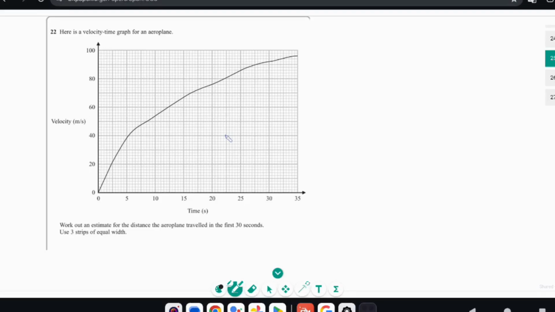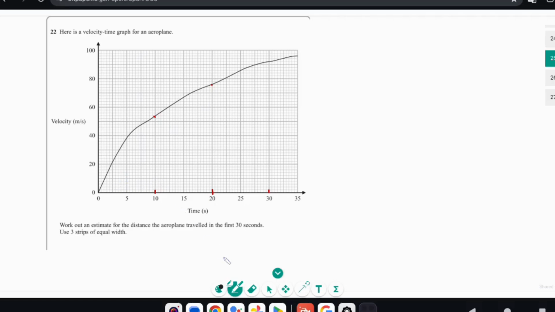Question 22. Here is a velocity time graph for an aeroplane. Work out an estimate for the distance the aeroplane travelled in the first 30 seconds. Use 3 strips of equal length. So to find the distance on a velocity time graph, we need to find the area under the curve. Wants us to split it into 3 strips, and in the first 30 seconds, so it would be at 10, 20 and 30.